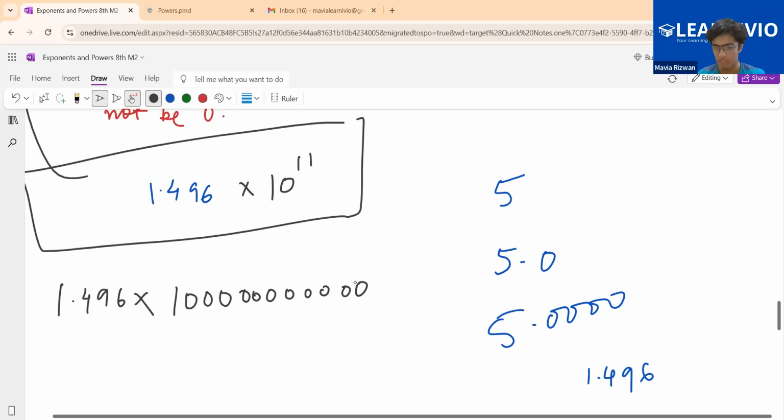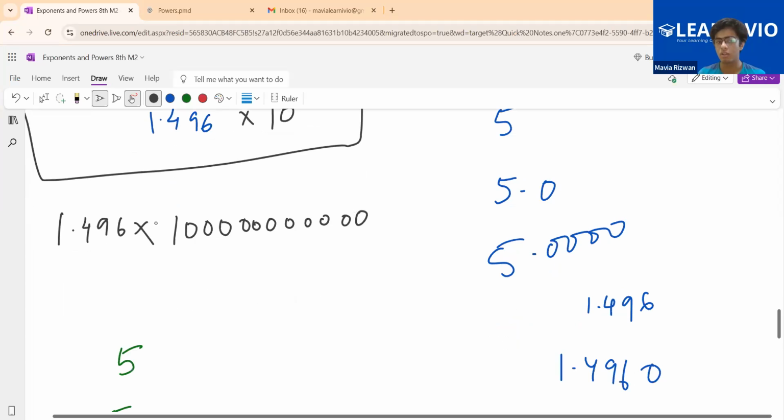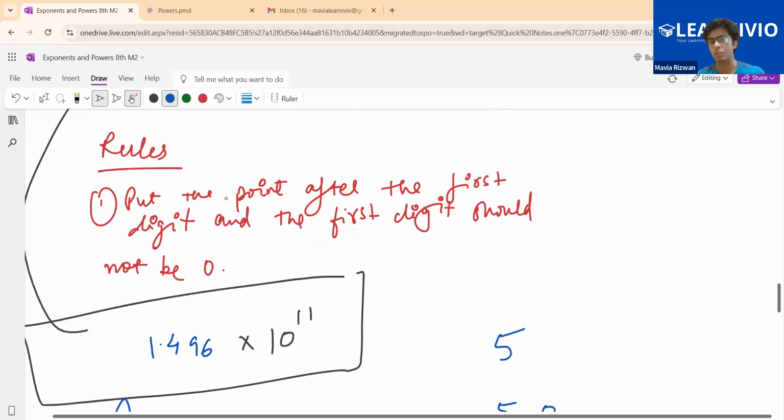Now, how do we multiply any decimal with this number? What we do is, for 10 we jump 1 point, so for 3 zeros we'll jump 3 points. That is here. So it would be 1496, and then the 3 zeros are eliminated. Now we'll put the rest of the zeros: 1, 2, 3, 4, 5, 6, 7, 8. So 8 zeros. You'll see that this was the same answer that we were getting.